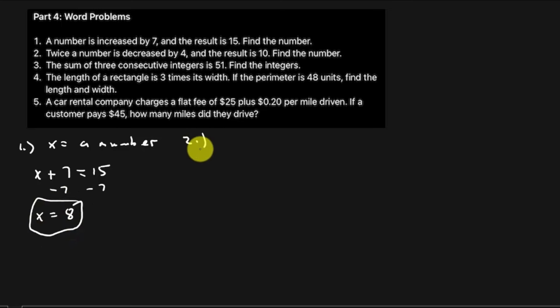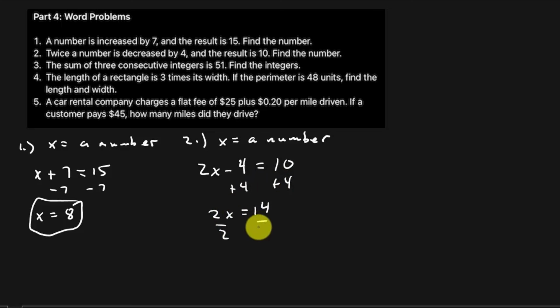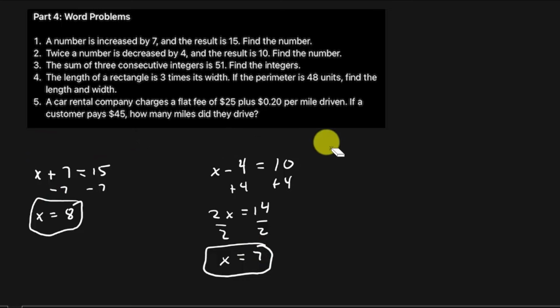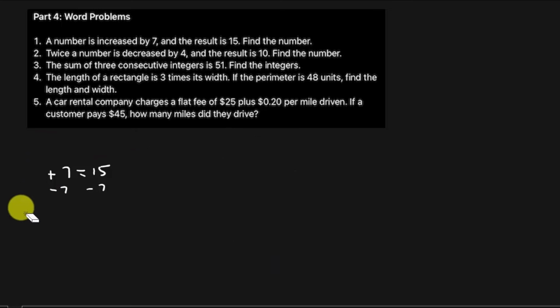All right, let's look at number 2. Twice a number is decreased by 4, and the result is 10. So identify our variable, x equals a number. All right, so it says twice a number is decreased by 4, so we're subtracting 4, and the result is 10. And so we add 4 to both sides, so I get 2x equals 14, divide by 2, x equals 7. And there's your solution. All right, so let's erase this so we have room to work the other problems.